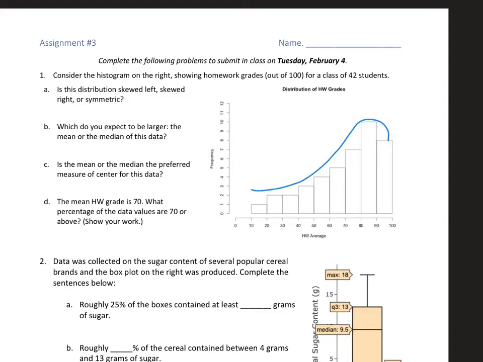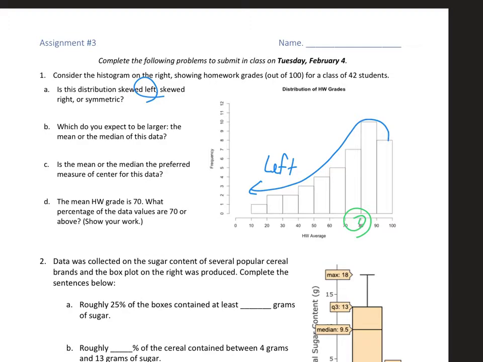has a tail out to the left. So when we talk about a tail, we mean something that's getting further and further away from the center, right? The center is going to be in here somewhere. And so we have stuff that's way out to the left of the center, and nothing correspondingly can go out that far to the right. So this would be skewed to the left.